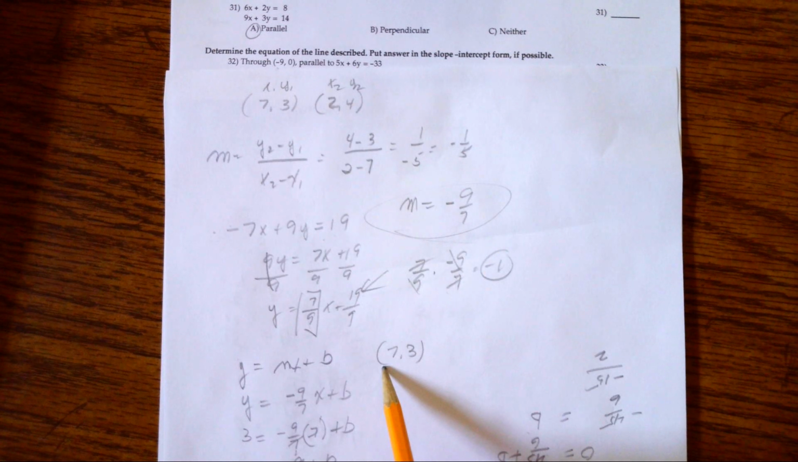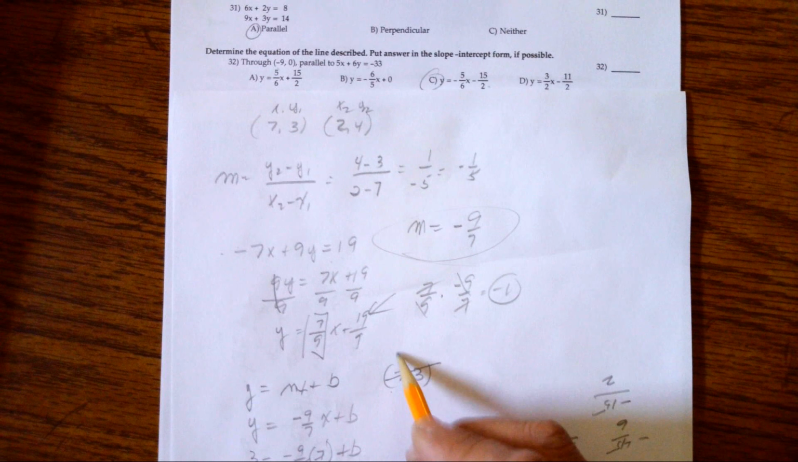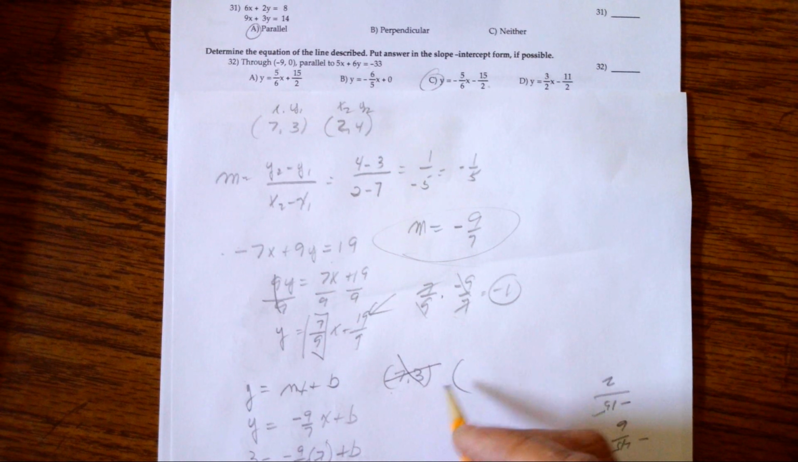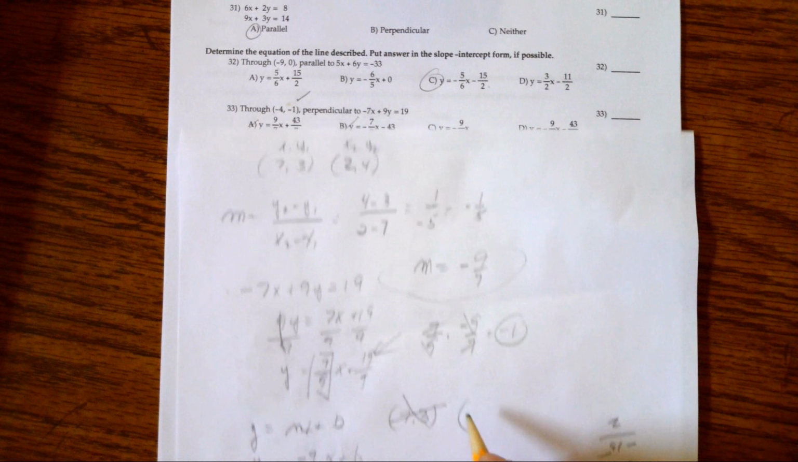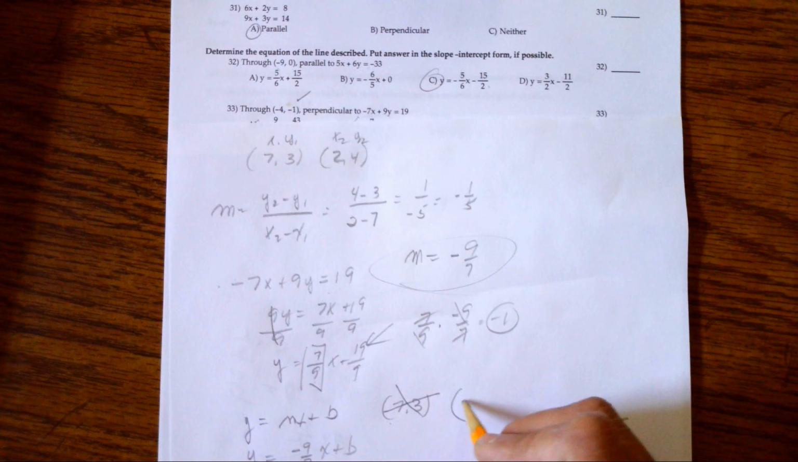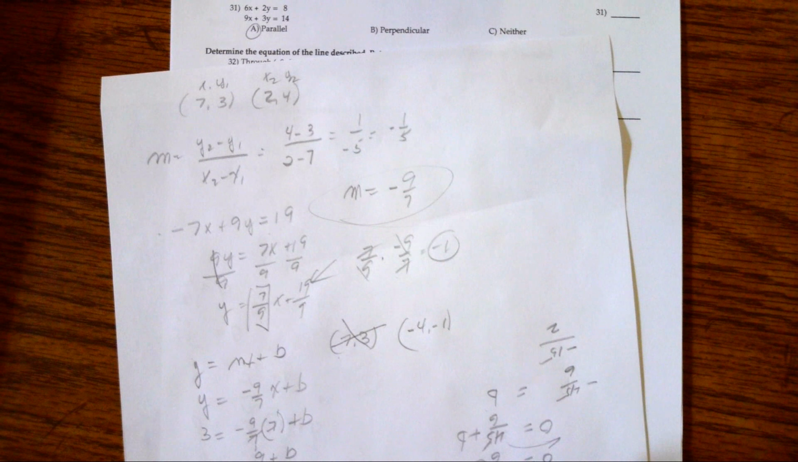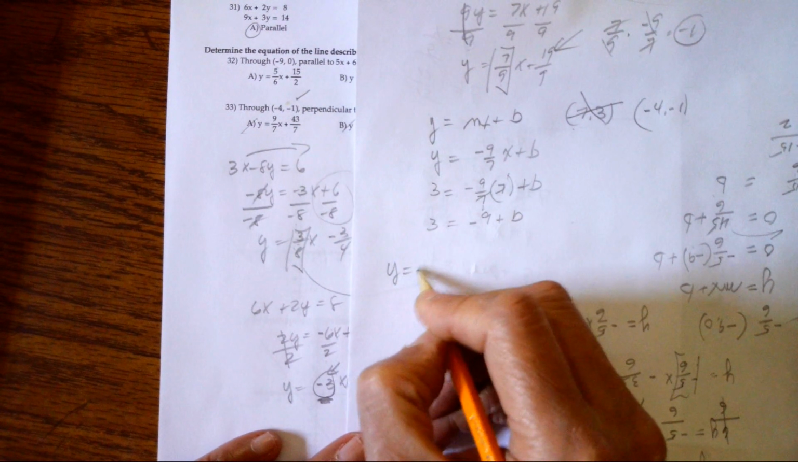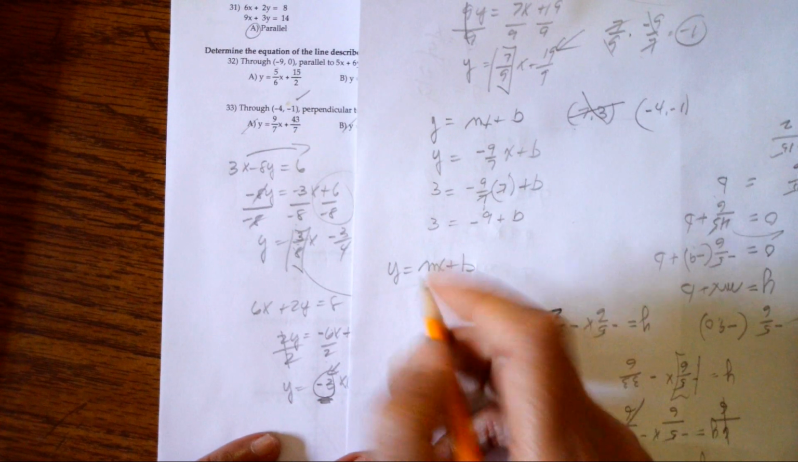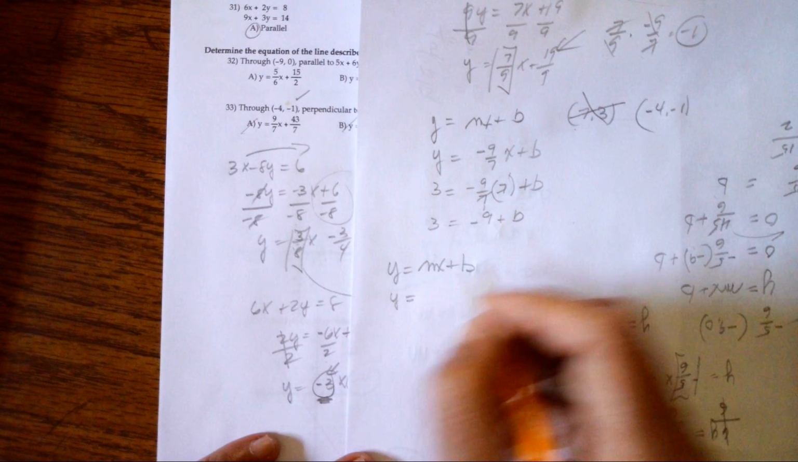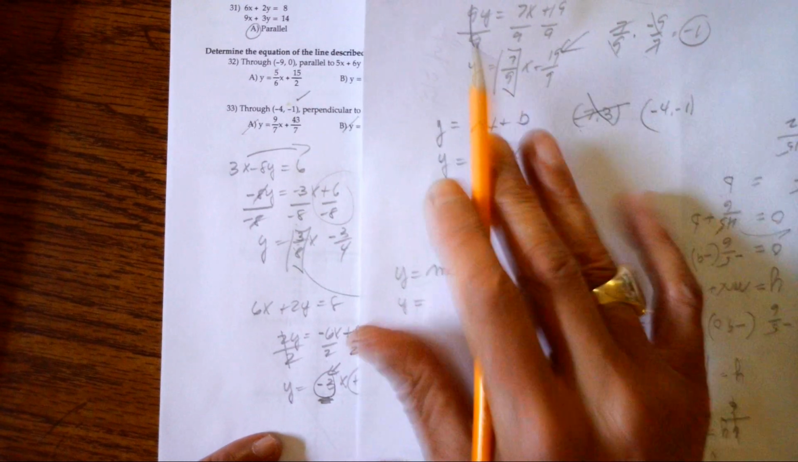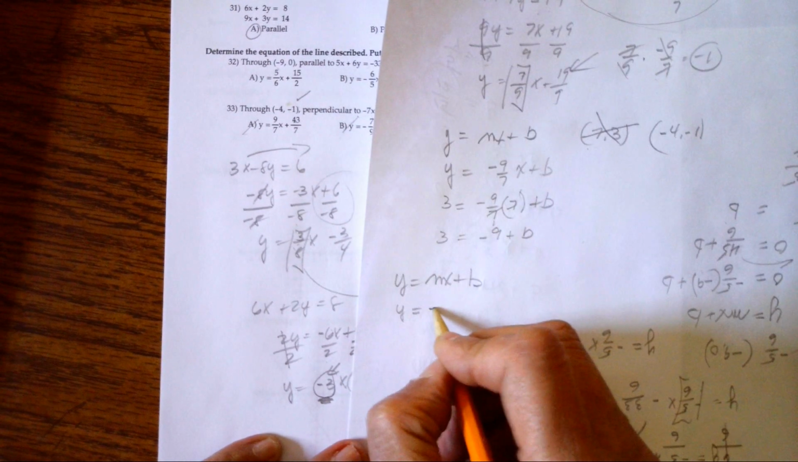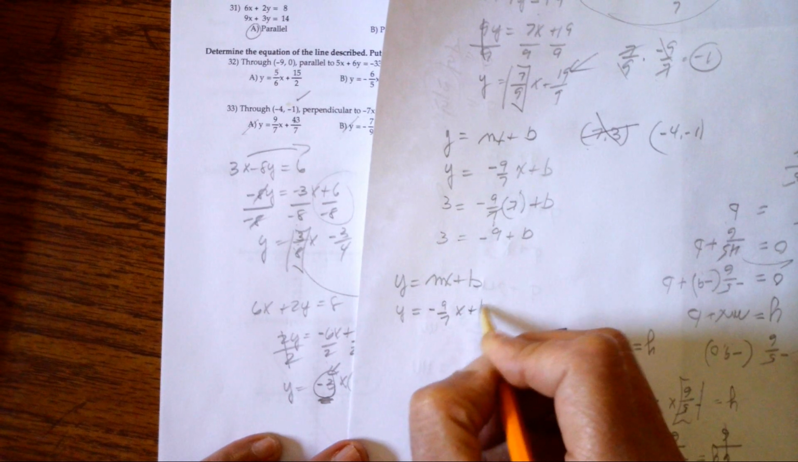Alright, number 33. And where did I get this 7/3 from? I got it from some other problem. Oh, too many problems, Mr. Gomes. All right, the point in question that this line is supposed to go through is -4, -1. All right, so y is equal to mx plus b. Y is equal to my slope, which is supposed to be -9/7, times x plus b.